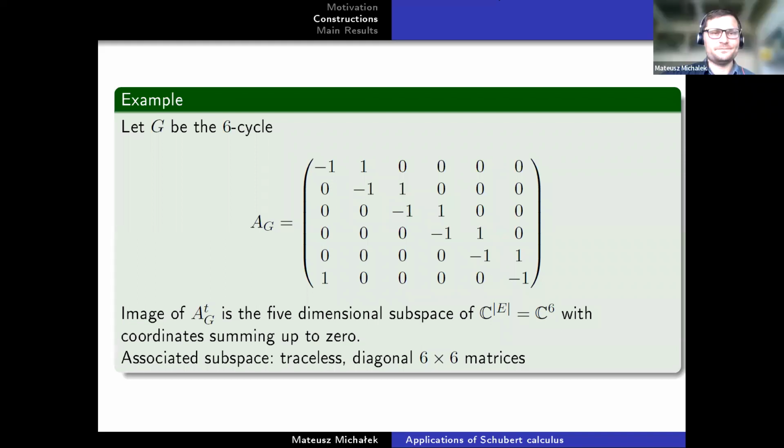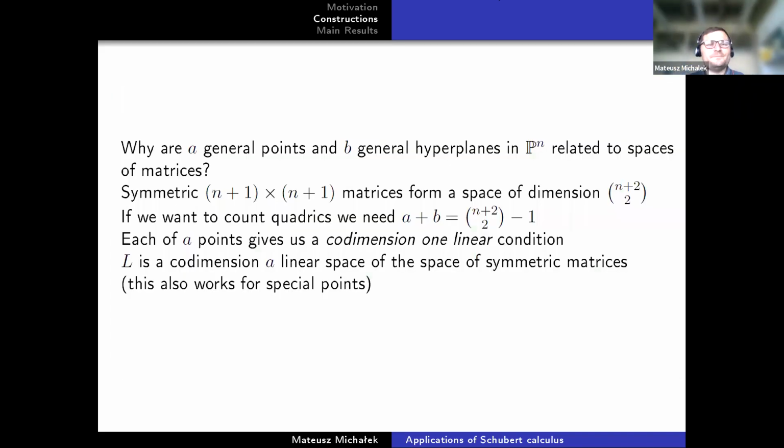Okay, perfect. Now, in one of the constructions, a very important one in enumerative geometry, there were a general points and b general hyperplanes in P^n. And how is this a space of matrices? It completely doesn't look like a space of matrices.